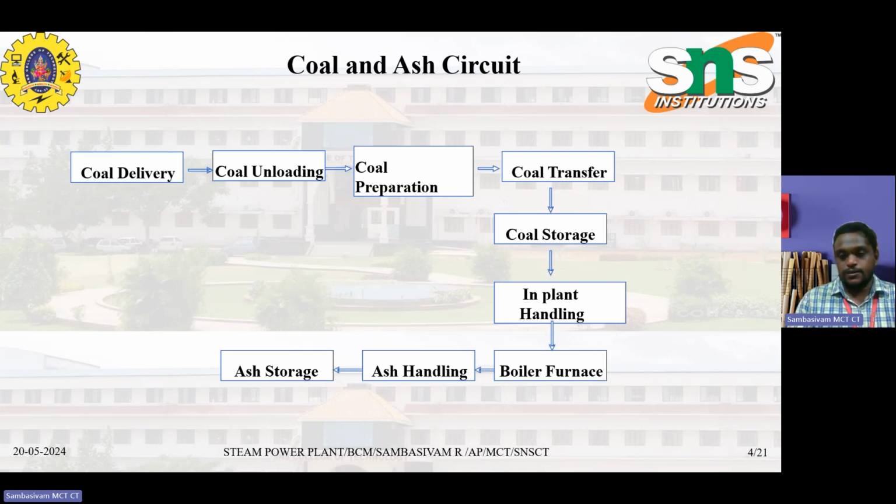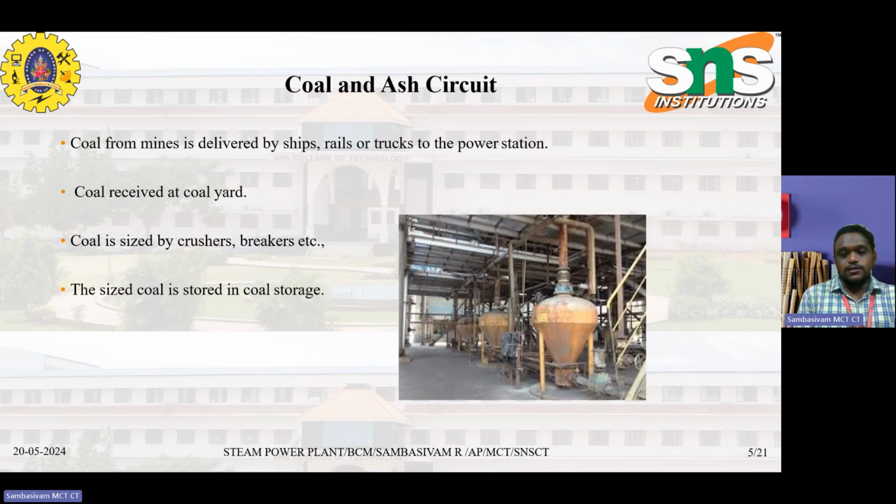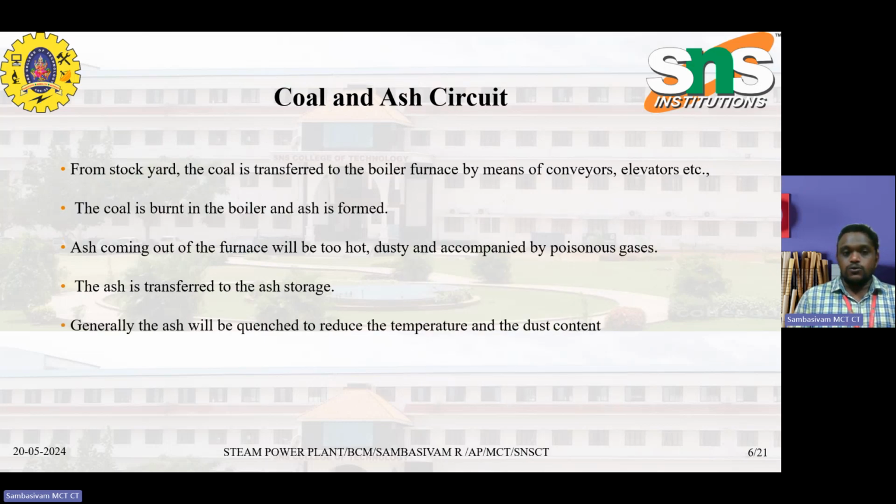Finally the ashes are transferred to ash storage devices. The coal from mines is delivered by ships, rails, or trucks to the power stations. The coal received at the coal yard is processed by crushers or breakers to the required size. The sized coal is stored in coal storage places. From the stockyard, the coal is transferred to the boiler furnace by means of conveyors, elevators, etc. The coal is burned in the boiler and ash is formed.